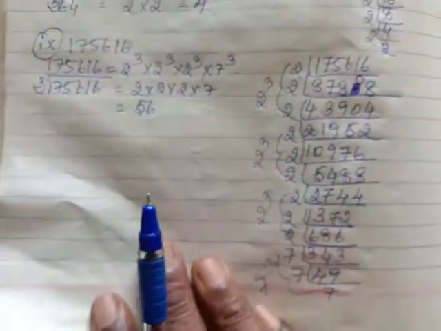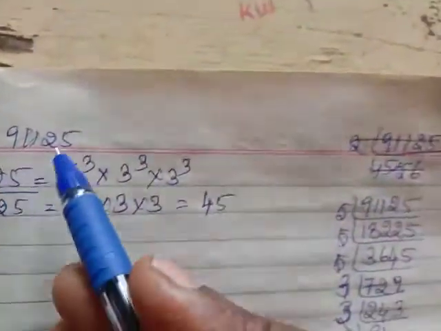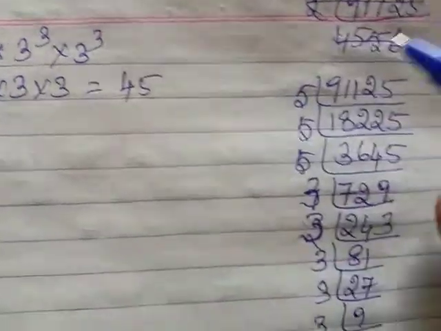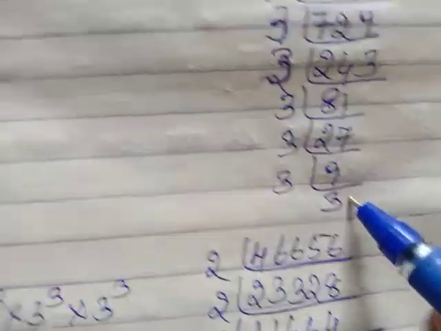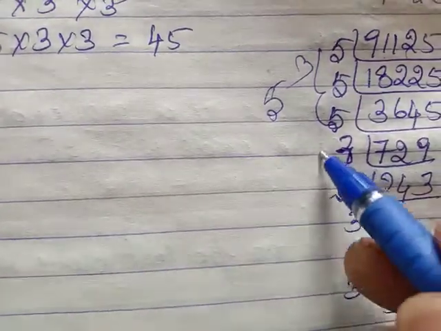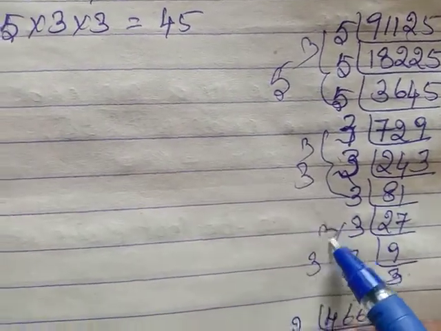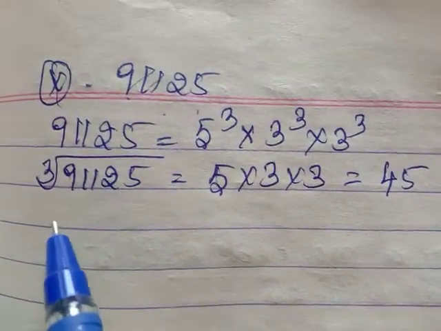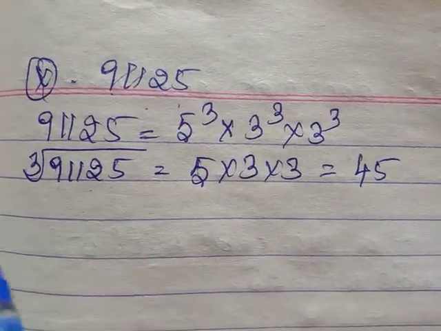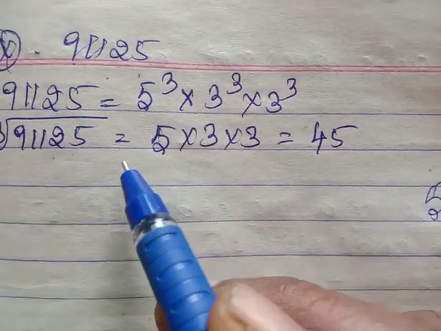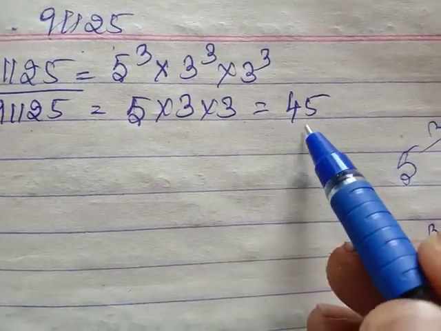Okay, now the 10th problem is 91,125. In a similar way, factorize like this. Afterwards, write here this also 5 cube, then this 3 cube. This is 3 cube. Now here you can see 91,125. The cube root of 91,125 is equal to 5 into 3 into 3, which is 45.